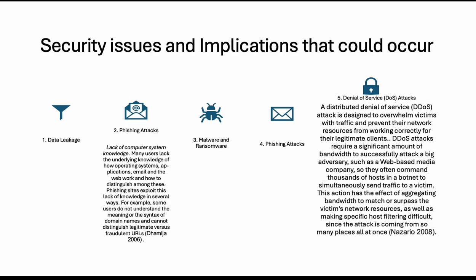DDoS attacks require a significant amount of bandwidth to successfully attack a big adversary, such as a web based media company, so they often command thousands of hosts in a botnet to simultaneously send traffic to a victim. This action has the effect of aggregating bandwidth to match or surpass the victim's network resources, as well as making specific host filtering difficult, since the attack is coming from so many places at once. That's from Nazaro 2008. That's pretty cool. Well, it's not really cool if it's happening to you, but it's a pretty cool feature.